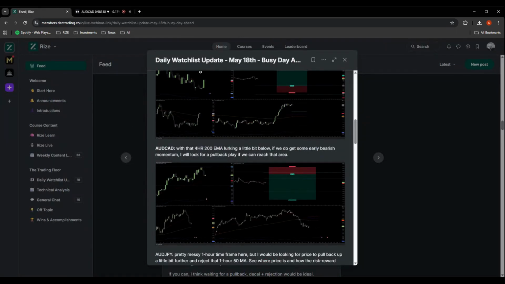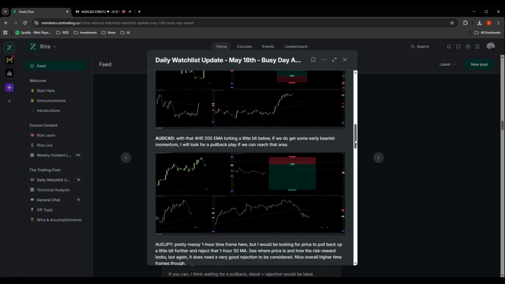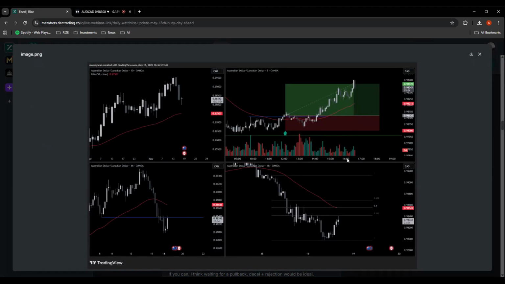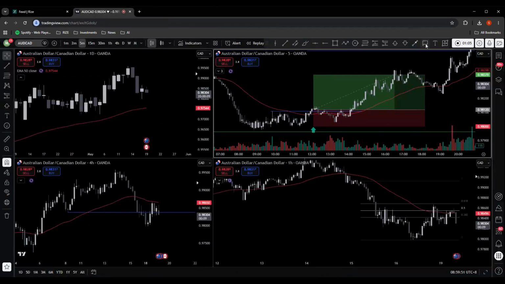So in the group, you can see this is the daily watch list that was posted yesterday for May 18th. And we've got Aussie CAD here called out. So Benny called this one out. He was looking for a 4-hour 200 EMA rejection for a pullback play. And you can see down here once I was out of the position, so that was posted 16 hours ago. And there it is at the time of execution. So I'll go ahead and break this one down.